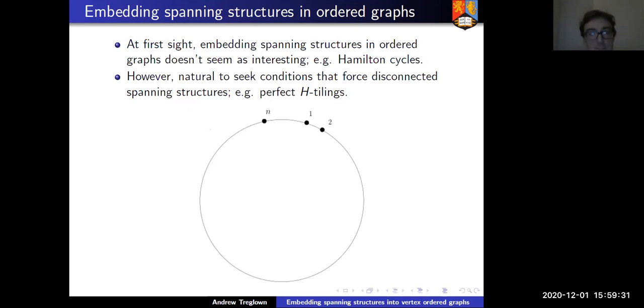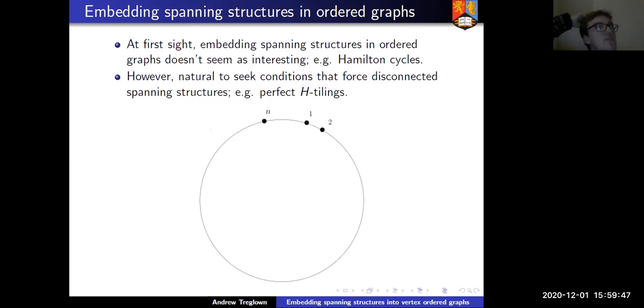So you have a Hamilton cycle if and only if you have the edges 1-2, 2-3, 3-4, 4-5, and so on. So unlike in the graph case where you've got many different possible edge sets that could support a Hamilton cycle, now you've only got one.